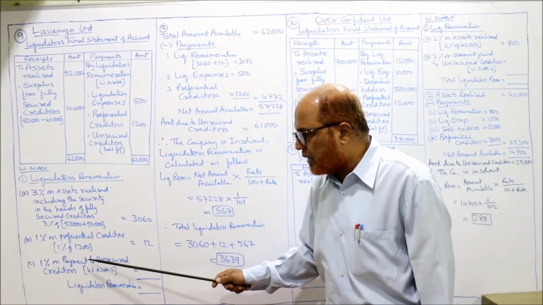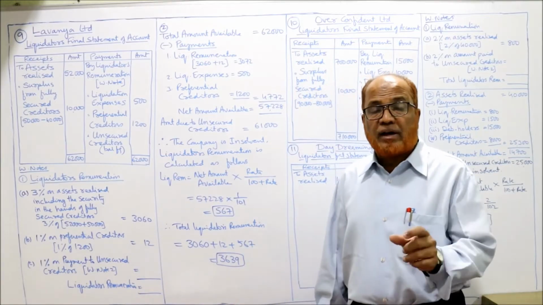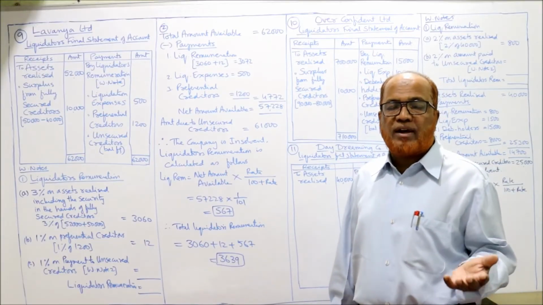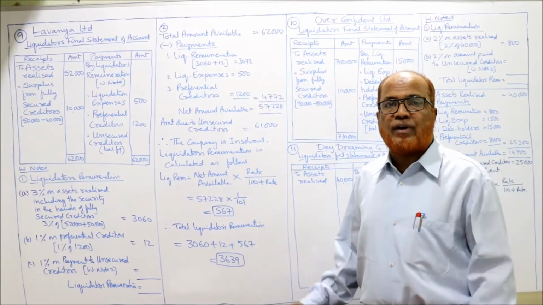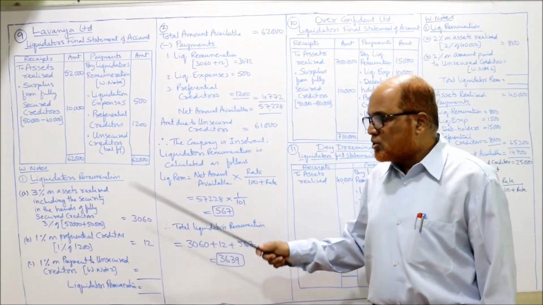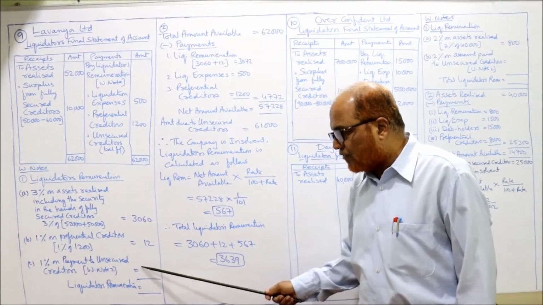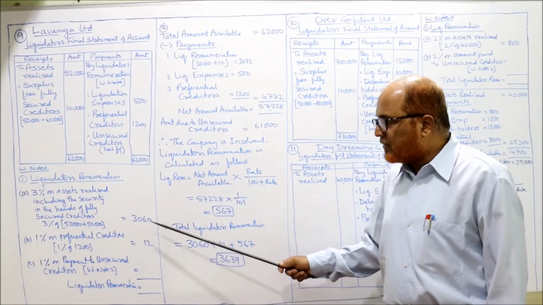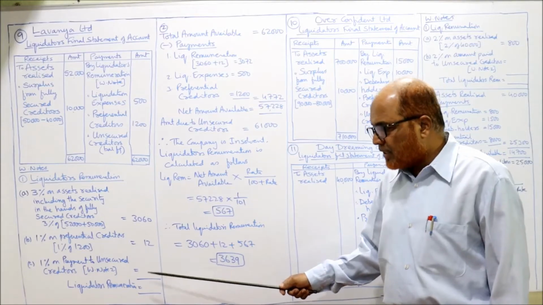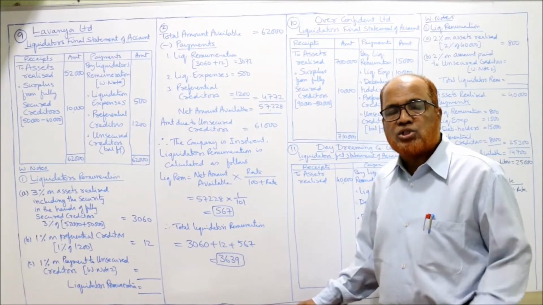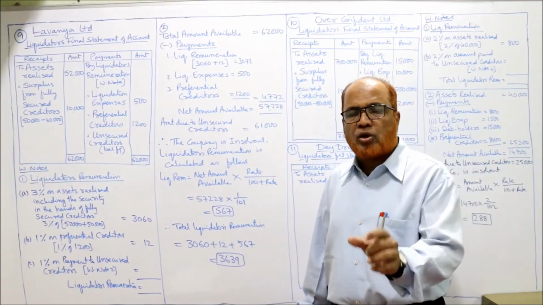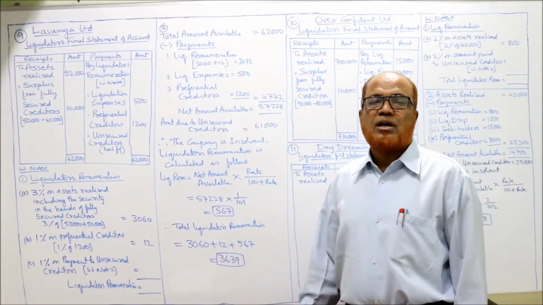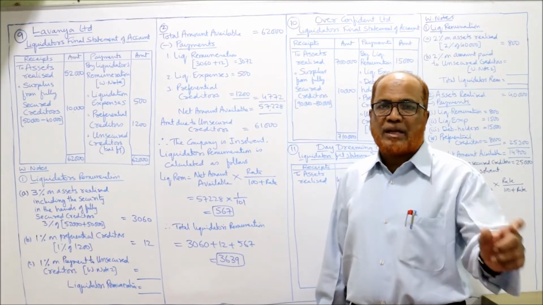Now 1% on payment to unsecured creditors. But we don't know whether the company is solvent or insolvent. That we have to find out in working note number 2, so write working note number 2 here. Then we'll get the total liquidator's remuneration. Until we know how much we are paying to unsecured creditors, we can't say how much is the liquidator's remuneration on payment to unsecured creditors.